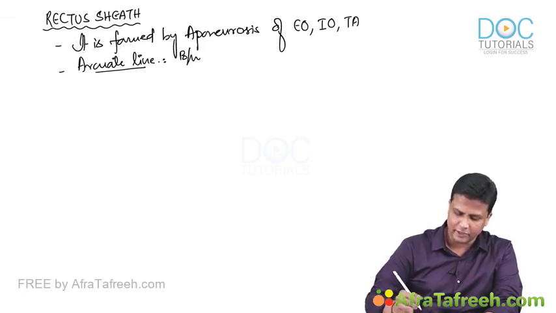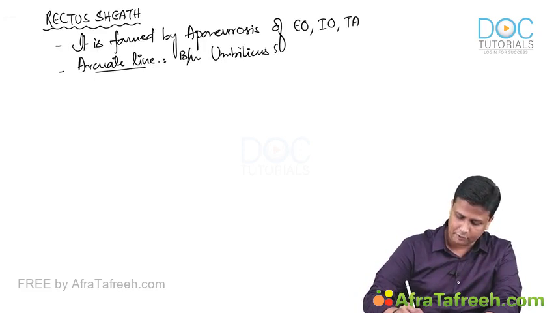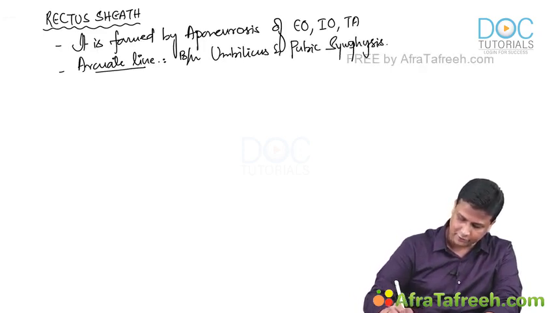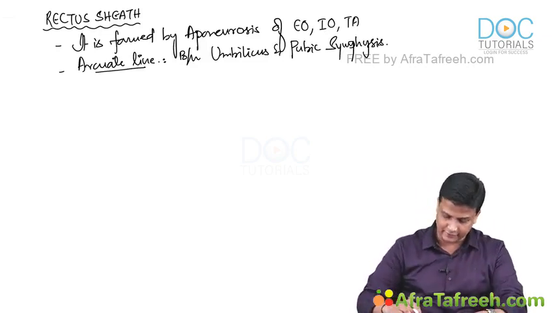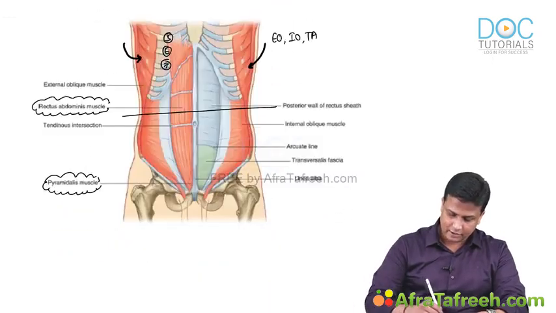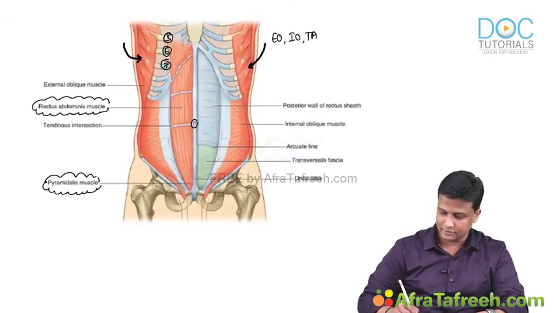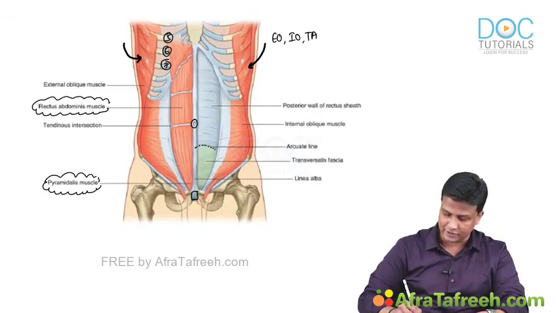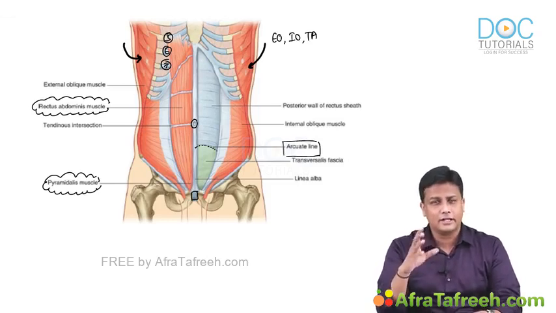Remember, it is present between umbilicus and pubic symphysis. Arcuate line is exactly found between the umbilicus and the pubic symphysis. Let me show you exactly where it is present in this diagram here. Now in this diagram, there will be umbilicus present over here and this will be the pubic symphysis here. Somewhere between that, you'll be able to find one imaginary line here referred to as arcuate line.